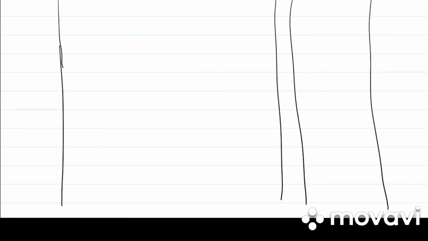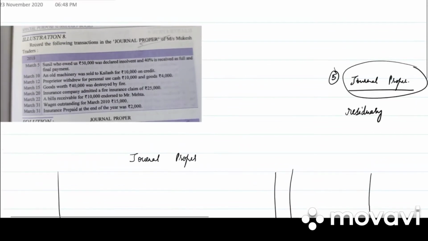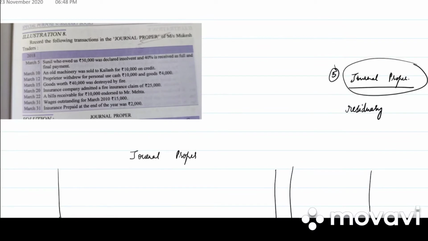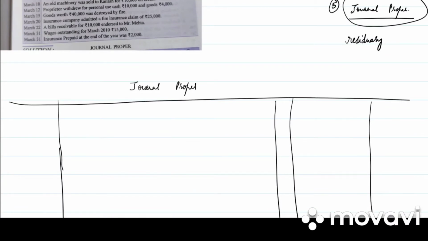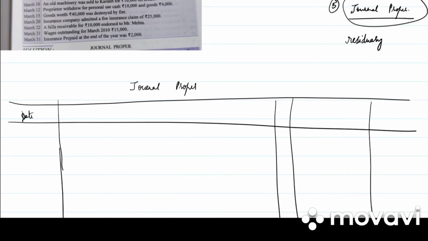We have the same format of that of journal. So journal proper. We have date, particulars, LF, debit and credit. So we have first 5th March, Sunil, who owed us 50,000, was declared insolvent and 40,000 is received in full and final payment. So please draw the format, that is date, particulars, LF, debit and credit.